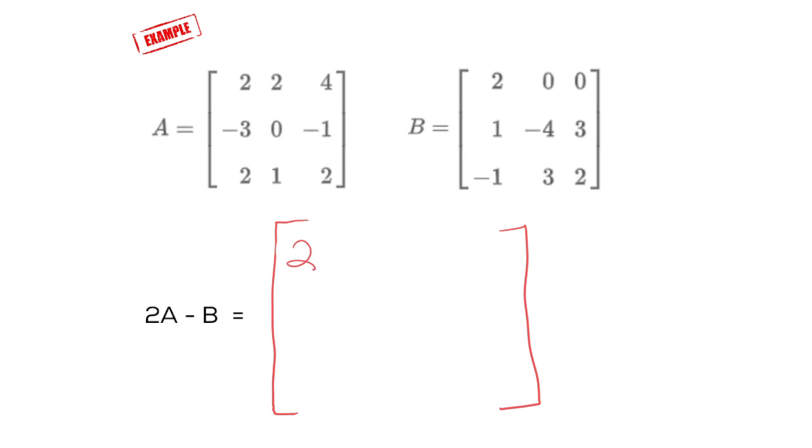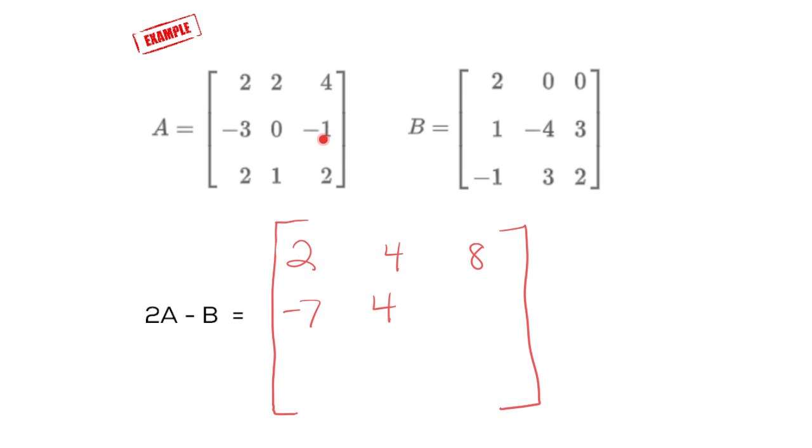Do it again. 2 times 2 is 4, minus 0. That's just a 4. 2 times 4 is 8 minus 0. And we keep on going. 2 times negative 3, that's a negative 6. Minus 1 is a negative 7. 2 times 0 is 0. 0 minus negative 4 is a plus 4.